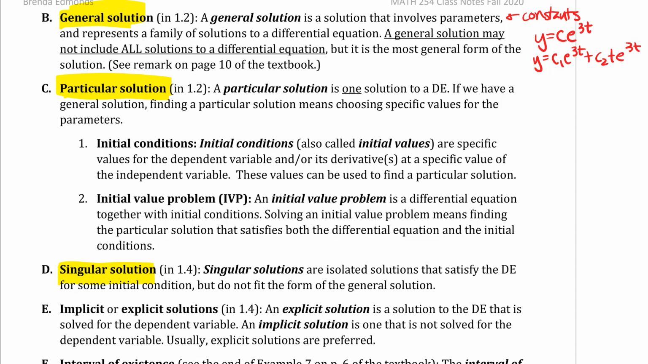Okay, a particular solution is one solution to a differential equation. So often that involves finding values for the parameters. And sometimes you're given some information that allows you to do that. One way you're sometimes given that information is what's called an initial condition. Initial conditions, sometimes called initial values, are specific values for the dependent variable and/or its derivatives at a specific value of the independent variable.